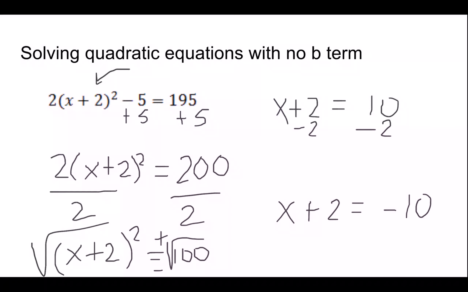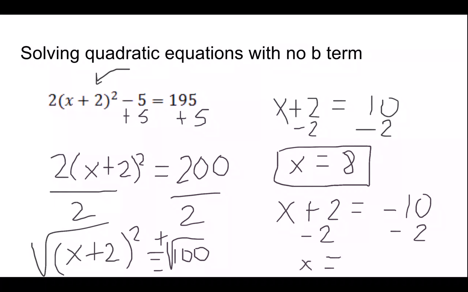So I'm going to minus 2. I'm going to minus 2. I'm going to get x equals 8 as one of my answers. Minus 2, I'm going to minus 2. I'm going to get x equals negative 12 as my other answer.